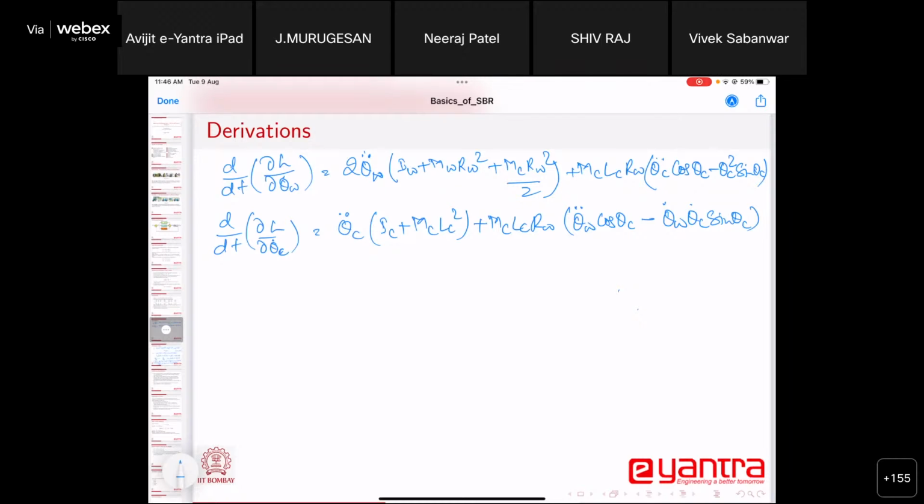Now, since you have got all the expressions, what you have to do is find this thing minus del L by del theta W and equate it with the torque T1, which is the wheel's torque, the torque applied on the wheel. Now the second component is this one.